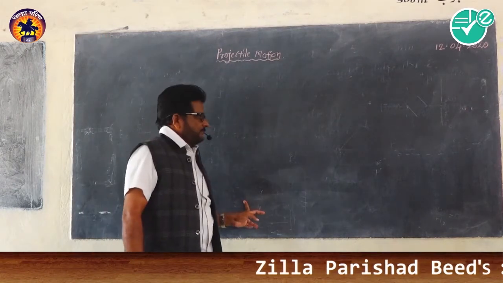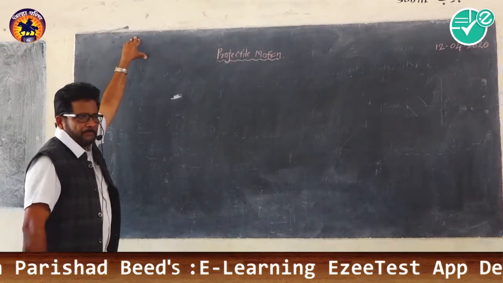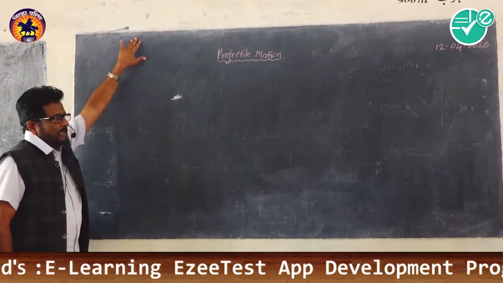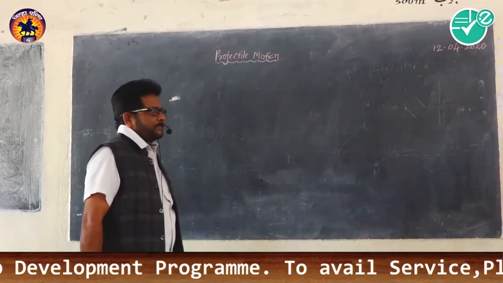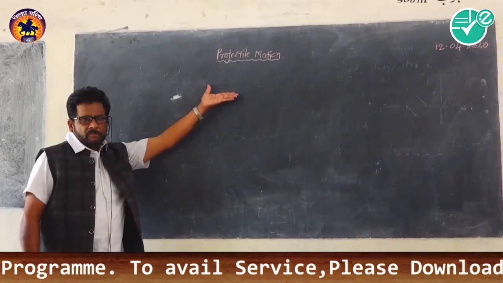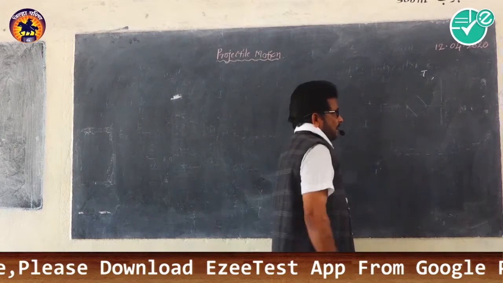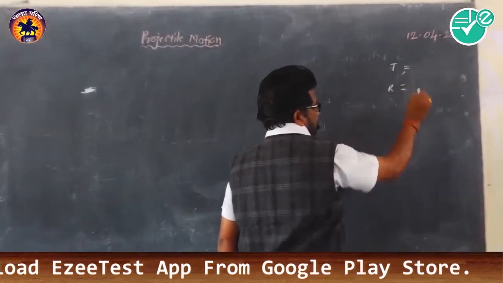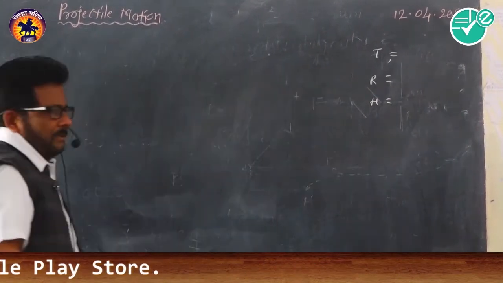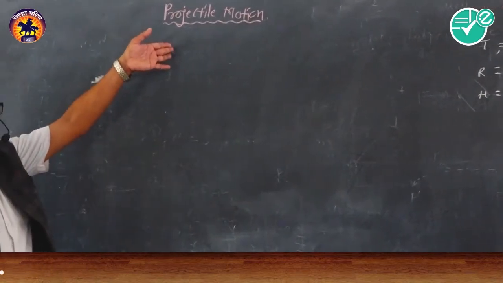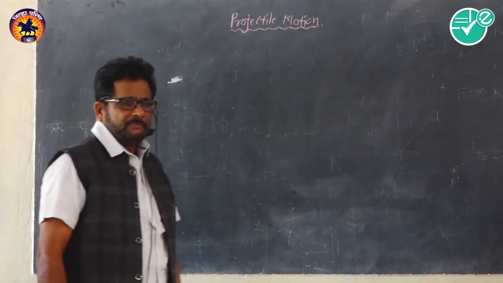Friends, in our last lecture, we have studied the projectile motion and derived some expressions regarding it. That is, the time of flight of the projectile T, range of the projectile R, height of the projectile H, etc. And we have solved some examples depending upon these formulae.